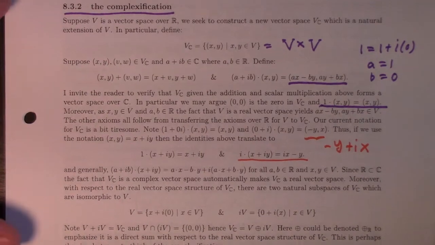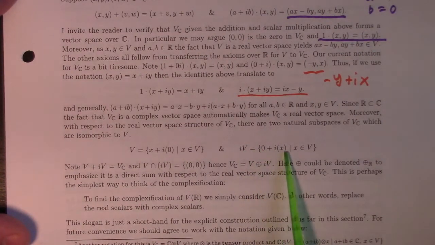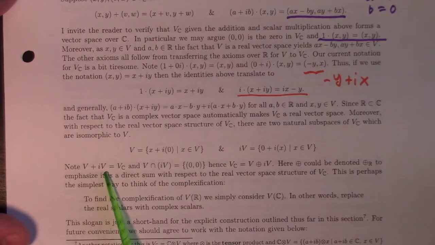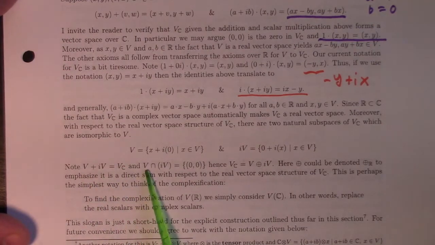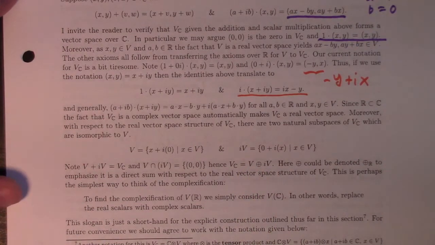And you can identify the vector space V and i times V as being subsets of V sub C. The vector space itself is vectors of the form x plus i times the zero vector. i times V would be vectors of the form 0 plus ix. So the sum of V and iV is all of the complexification. The intersection of V and iV is just the zero vector again. You can prove that. So we have that the complexification of V is in fact the direct sum of V and i times V in this way.